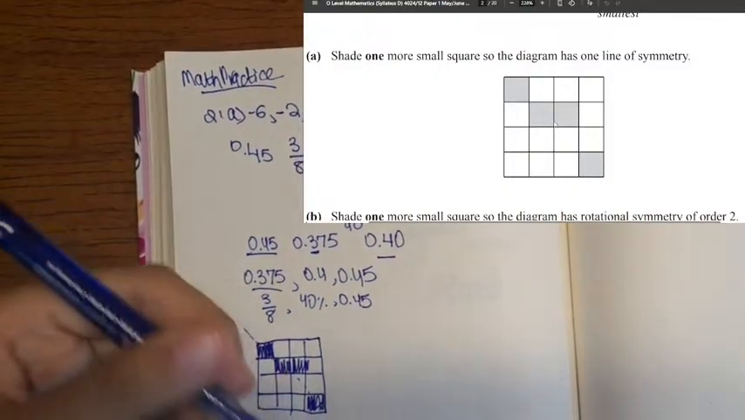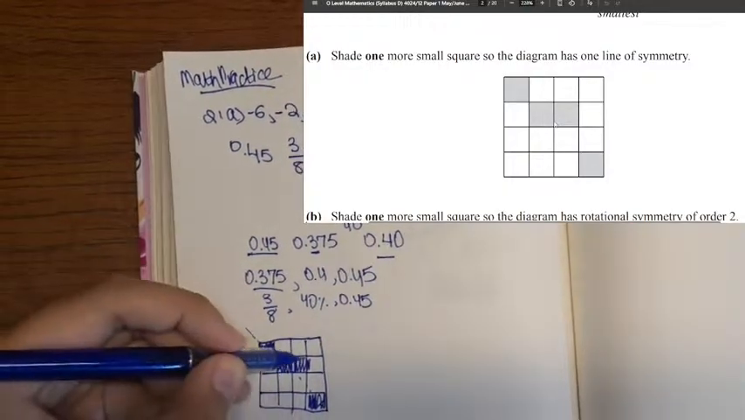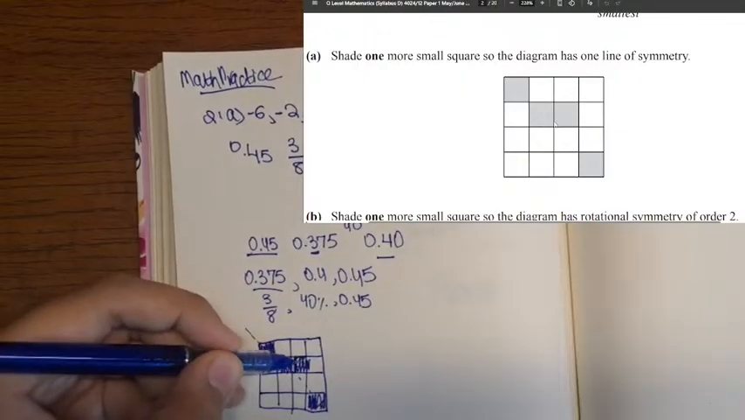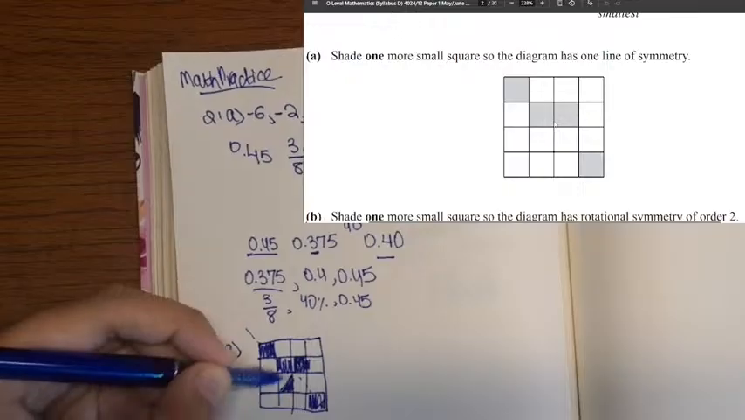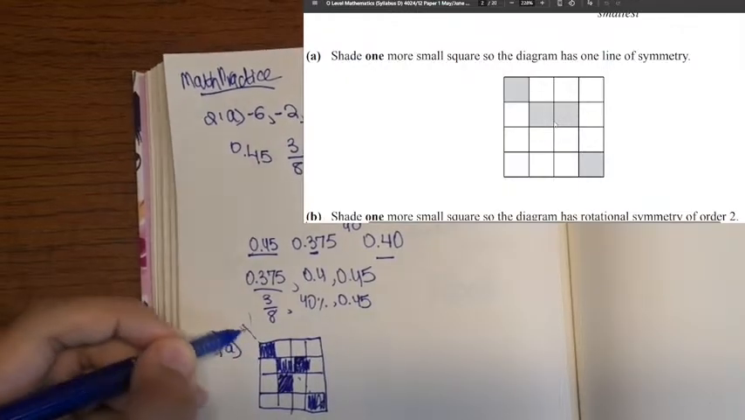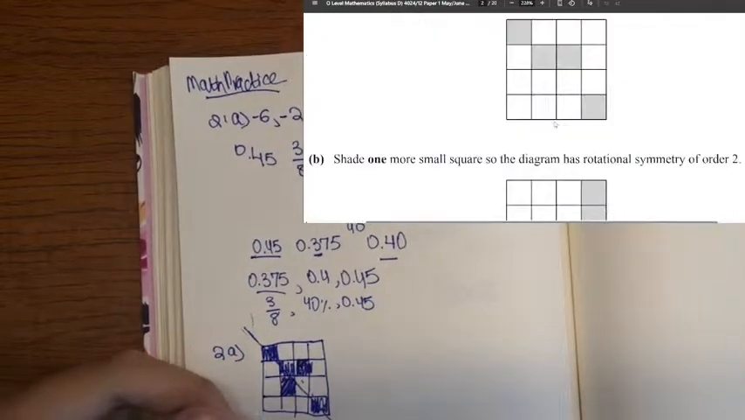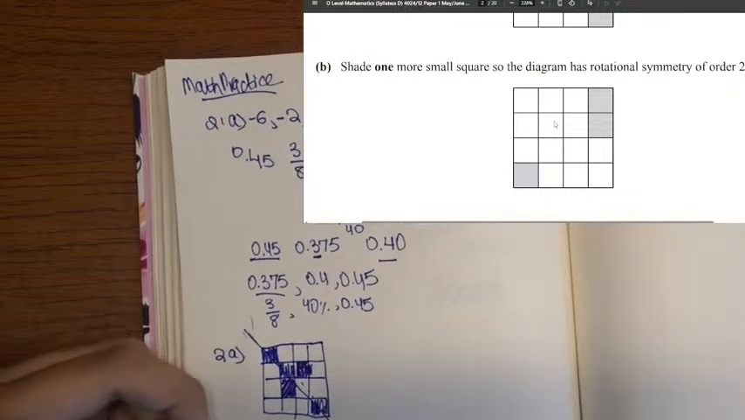So you don't need any additional squares in that. The only square whose reflection is not being managed is this one, right? So in order to be able to reflect that, we can shade this shape over here. So now we have a perfect reflection along this line. So that's the answer.